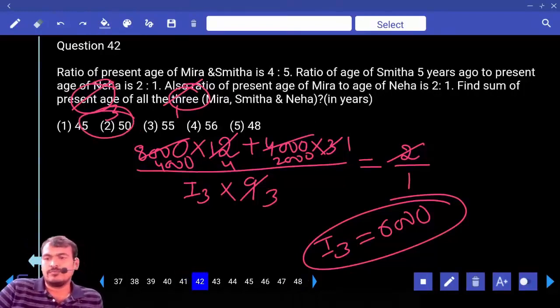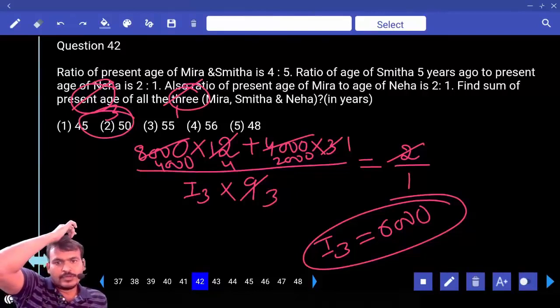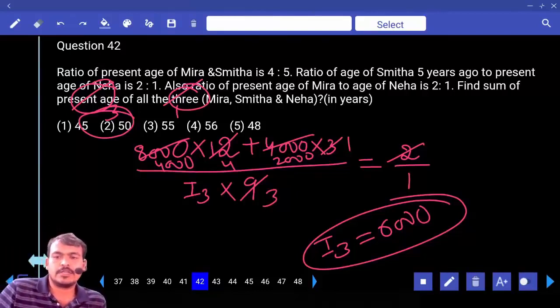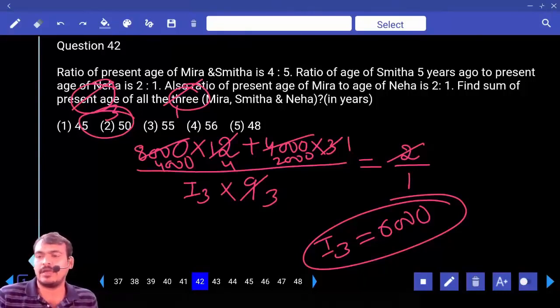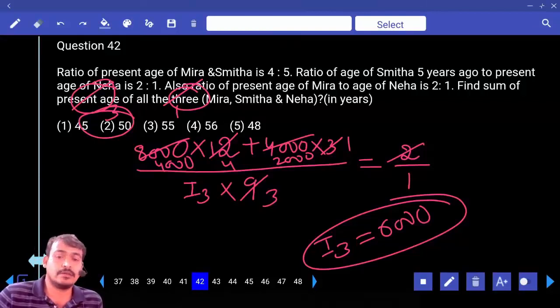Next 42. The ratio of the present age of Meera and Smita is 4:5, and the ratio of the age of Smita 5 years ago to the present age of Neha is 2:1. Also the ratio of the present age of Meera to the age of Neha is 2:1. Find the sum of the present age of all the 3 persons.